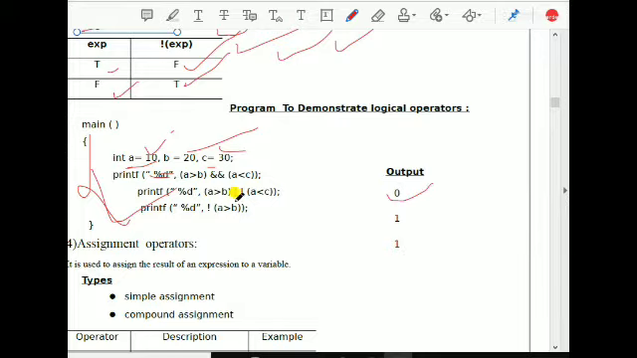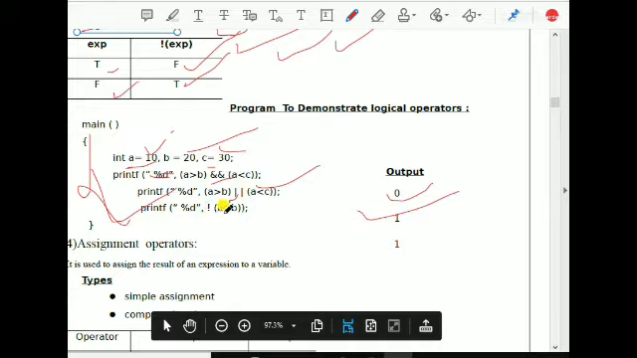See here. And or means if one condition is also true, it will give true. So A is greater than B? No, it will give false, but it will check the second condition also. So A is less than C? Yes, so it will give the true condition, true only, 1.